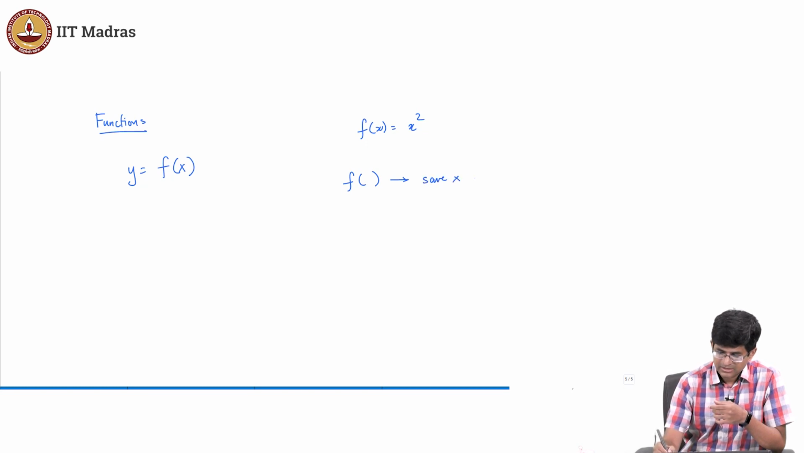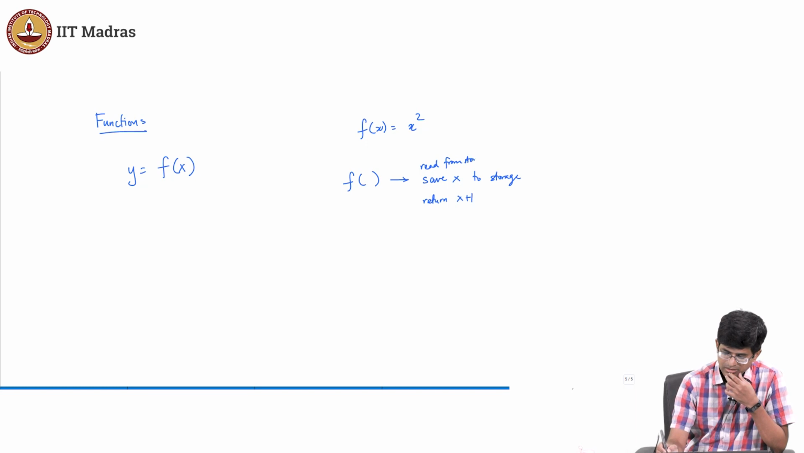save x to some storage and return x plus 1, or rather, read something from storage, compute, and return this value, x plus data from storage. So supposing I get t, which is equal to this, x plus t, and write x plus t back to storage.